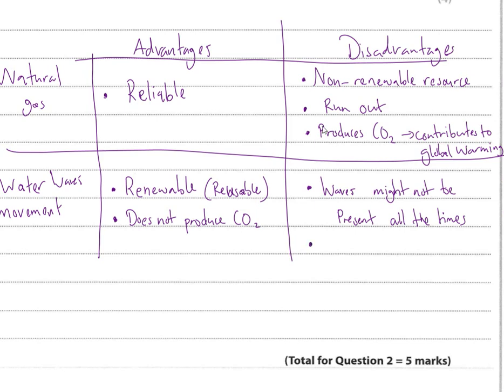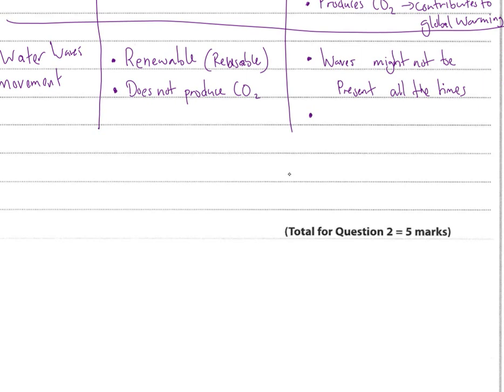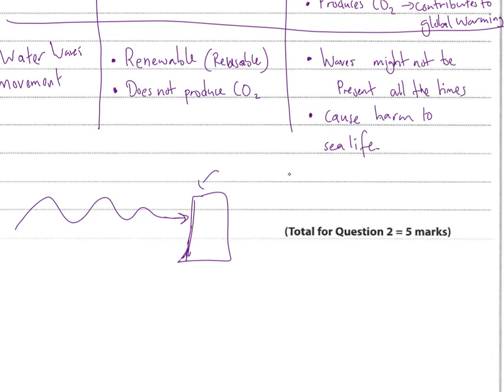Now, what else can happen? For you to make use of water waves, for example, let's say you're building a dam and then using the wave of the water. You're building something, a machine, next to the sea or next to the shore. What's happening is you are causing damage to the ecosystem of the fish. So we can say it can cause harm to sea life. Because if there's any sea creature living there, then you're building something there, you're putting something there.